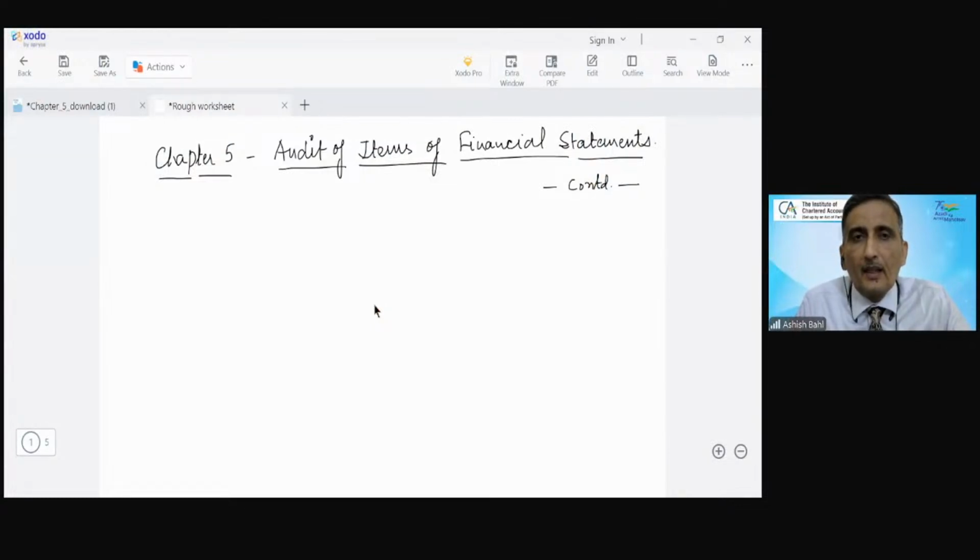So, students, we are doing chapter 5, that is audit of items of financial statements. I think we have already learned a substantial part of this chapter. We have understood how an auditor performs various audit procedures in respect of balance sheet captions, in respect of items of assets, and in respect of items of liabilities.